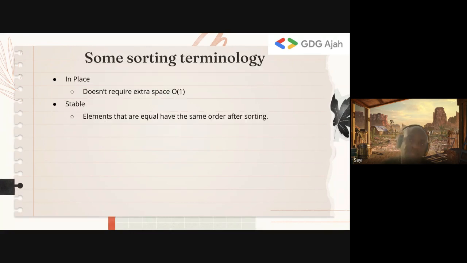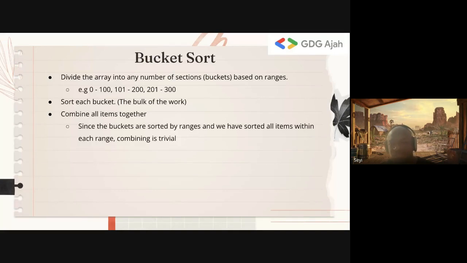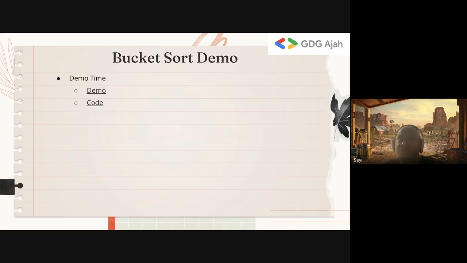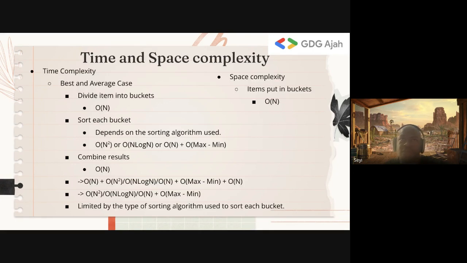So this is another variation. I'll just speak through this. These ones are just variations that I think you should know. Bucket sort is a divide and conquer one, but in this case, you are dividing the array into any number of buckets based on ranges. You take the array, divide it into separate buckets, sort each bucket, and combine the results back. You can look at the demo and the code later.